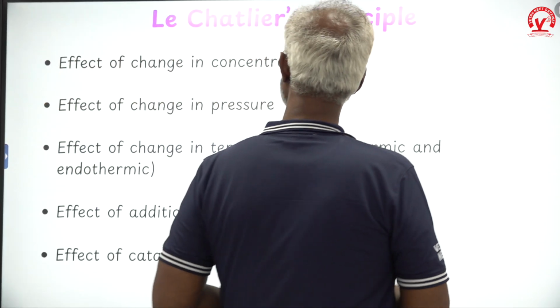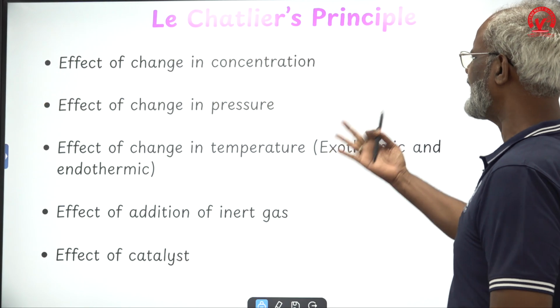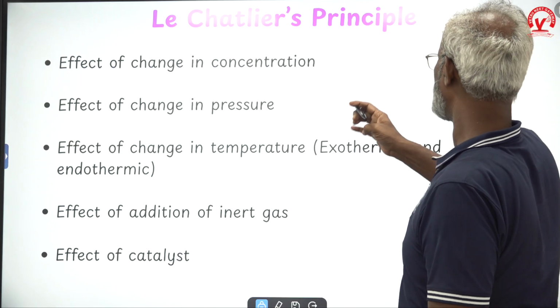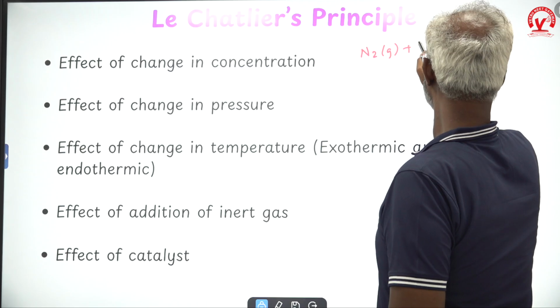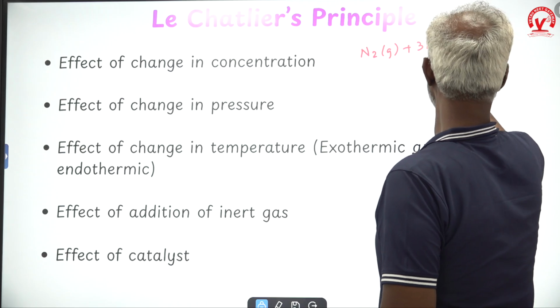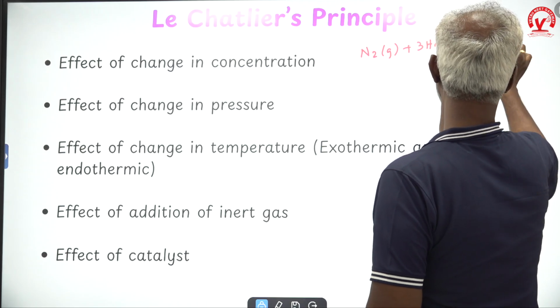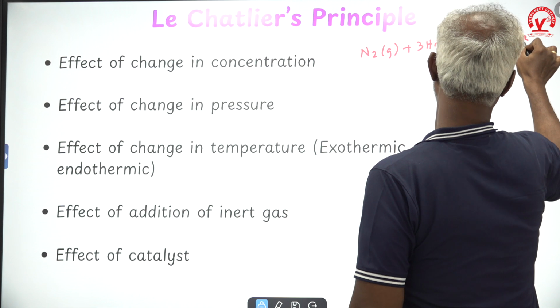Effect of change in concentration. We'll take the example of the manufacturing of ammonia: N2 gas plus 3H2 gas, reversible, giving 2NH3 gas.